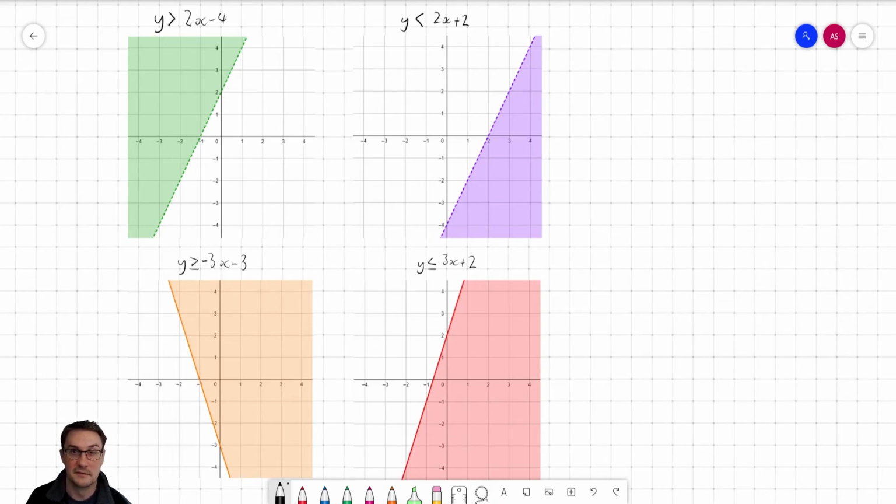One other key thing to note here is for those in the left-hand column, which are greater than ones, the region colored in generally appears to be going above the line. For those in the second column, you'll notice that they've got a less than sign. In these circumstances, they appear to have the region shaded in which is below where the line is being graphed. So that can be a key indicator of what region needs to be shaded in.